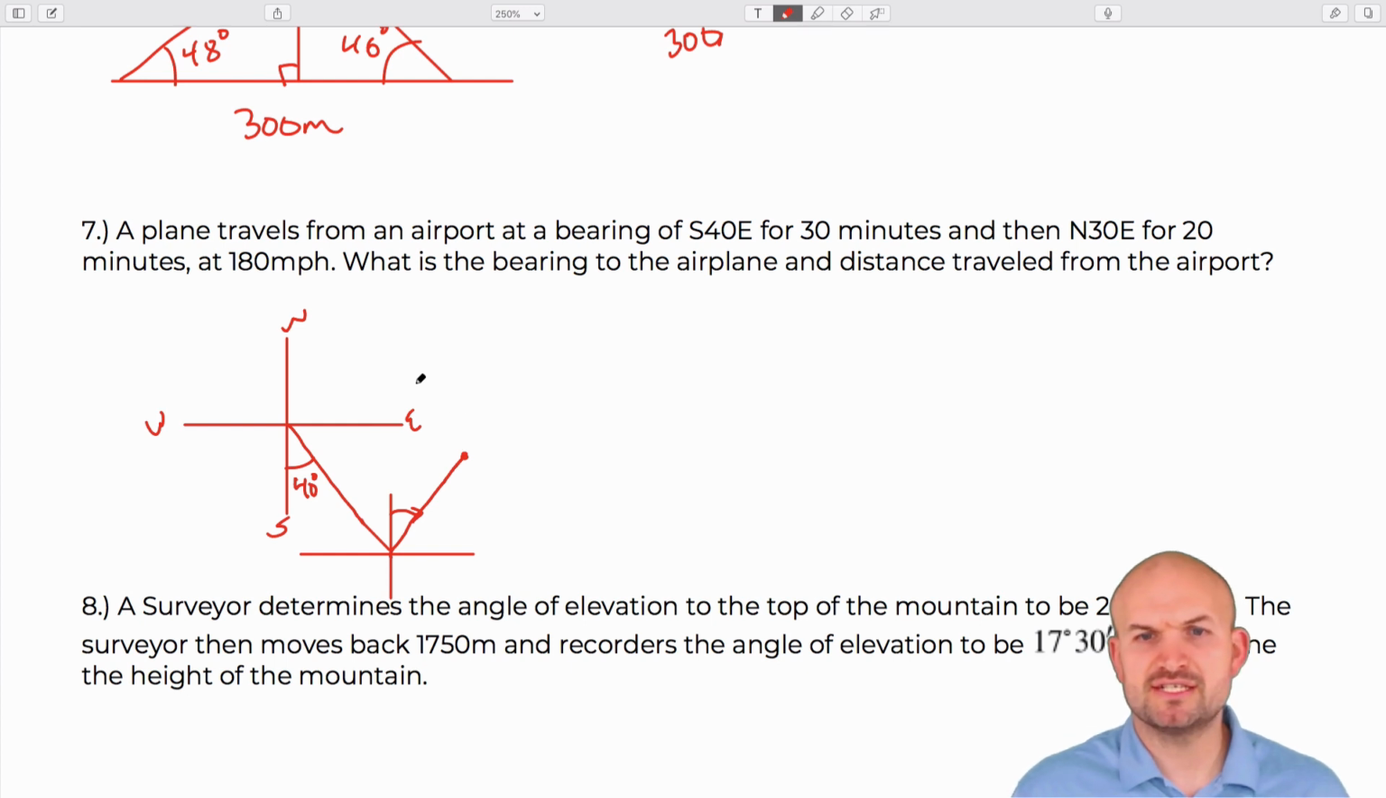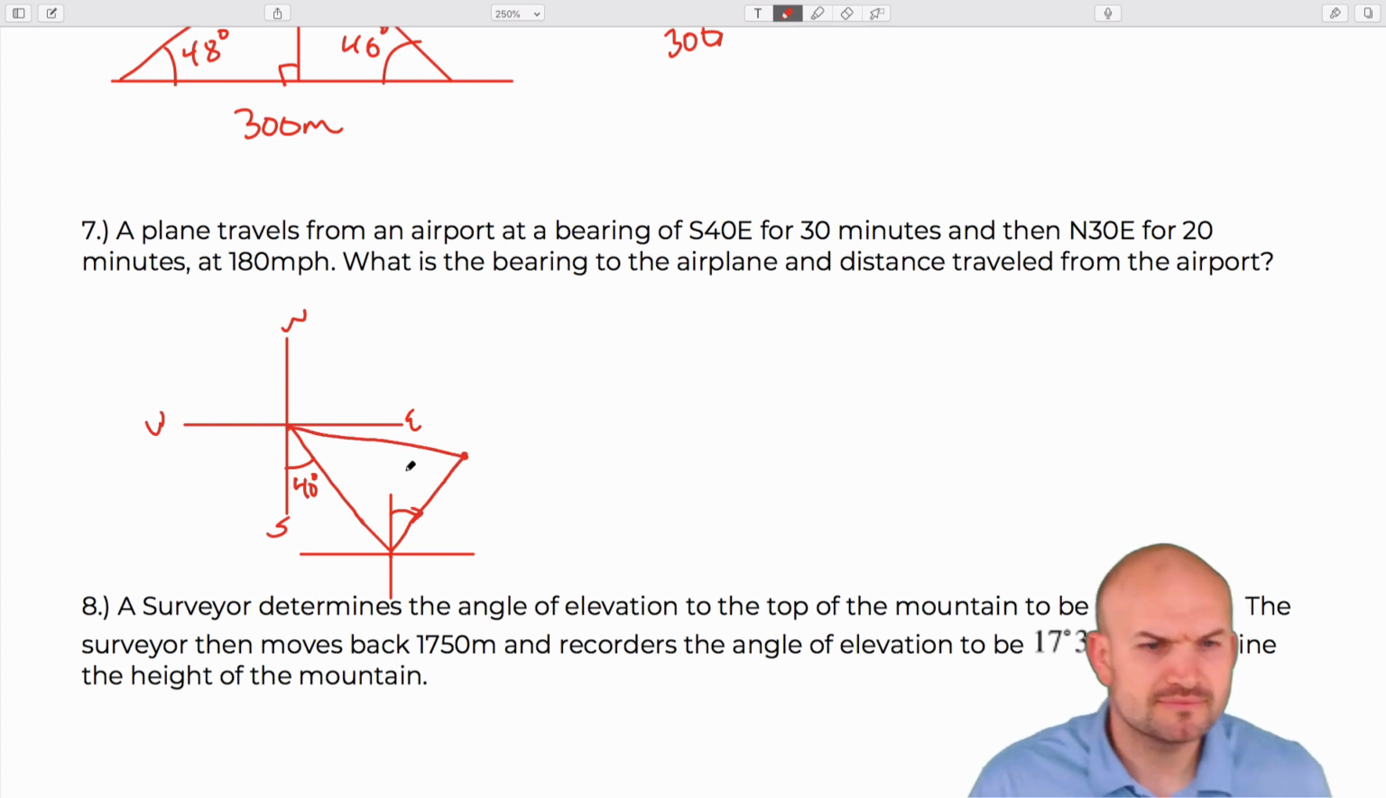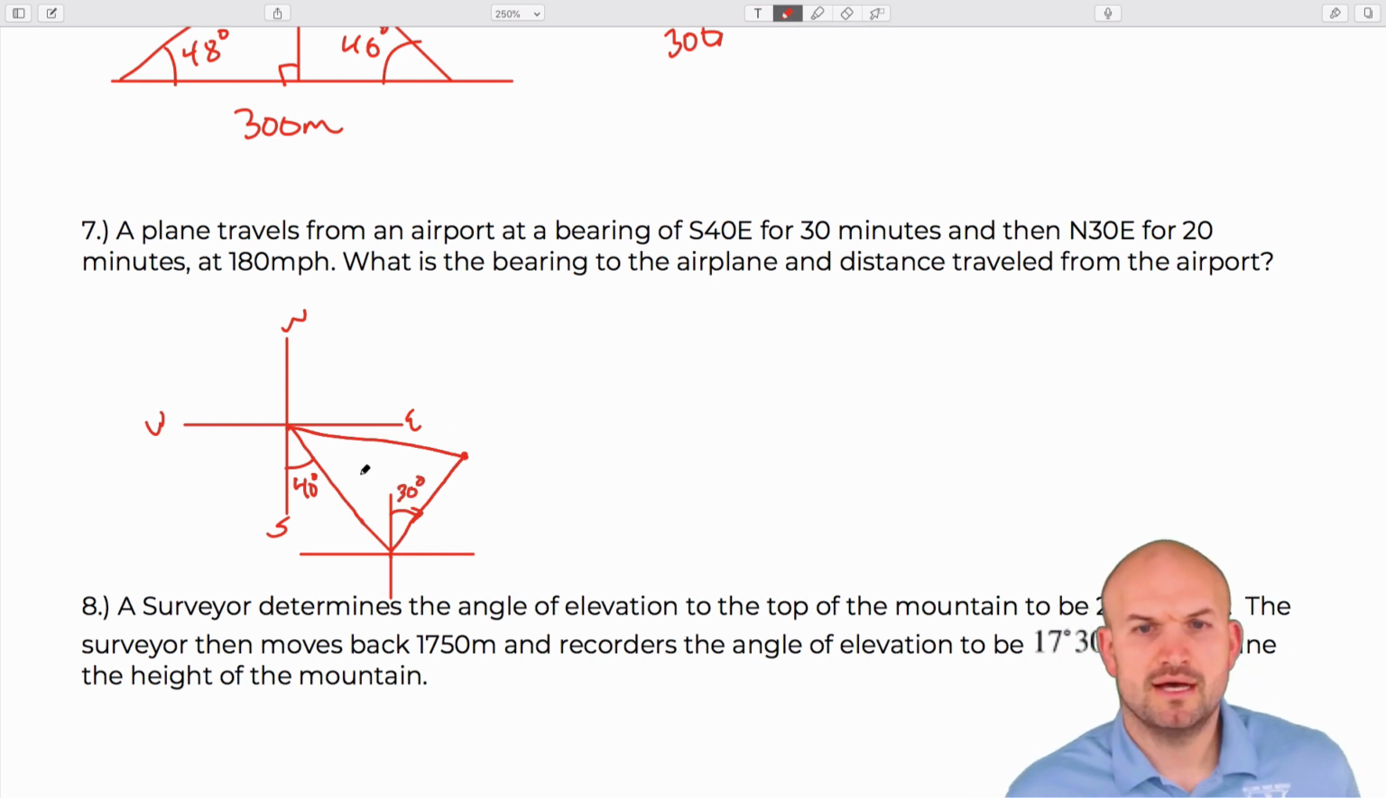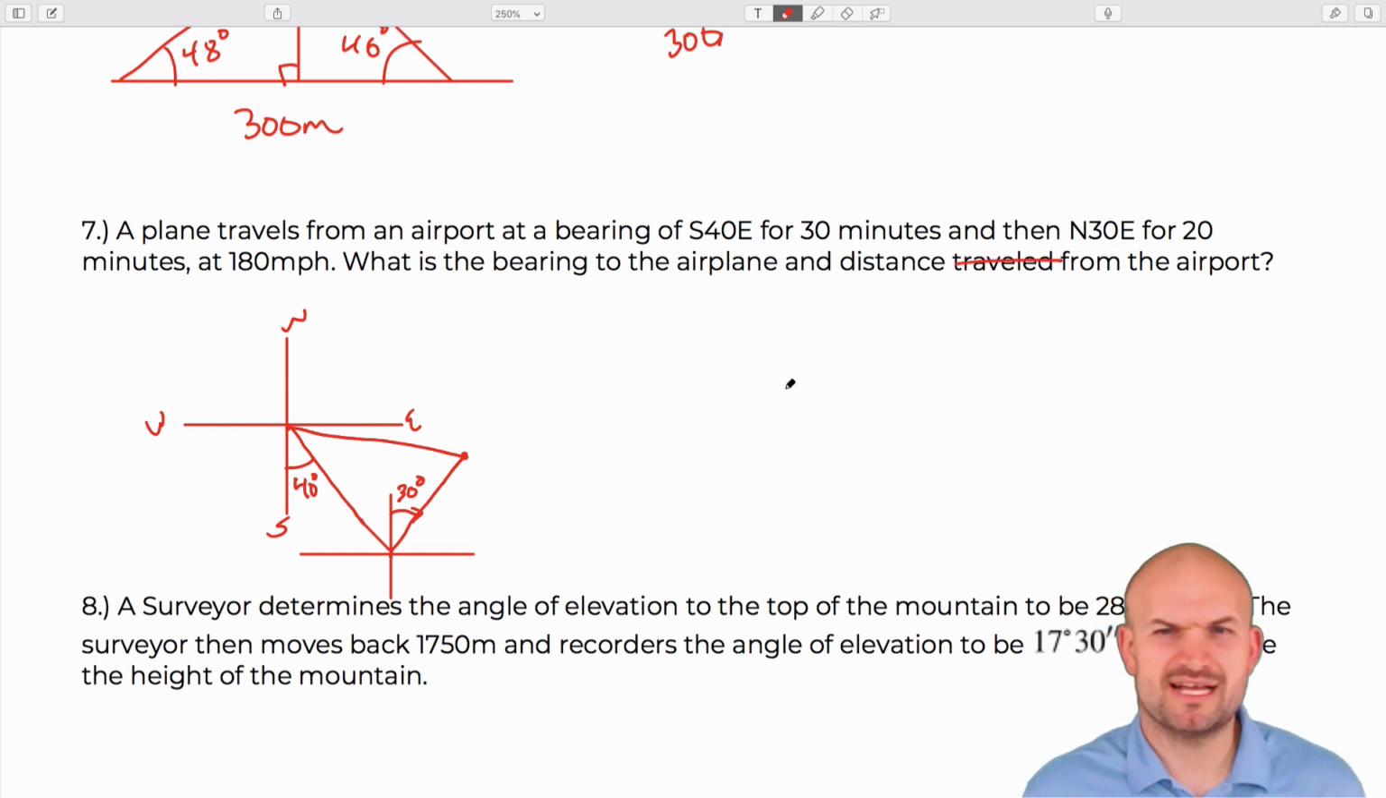And then it says, what is the bearing to the airplane as well as the distance traveled from the airport? So therefore, we're going to look for that distance as well as that distance. That's going to be 30 degrees. Oh, no, that's the distance from the airport, not travel, distance from the airport. So we'll call that D. That's going to be our missing side.